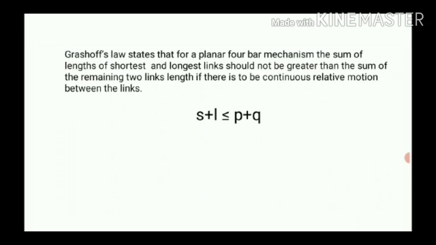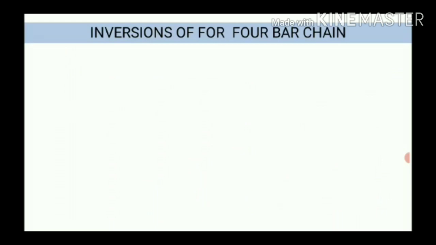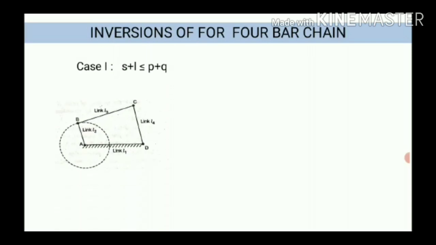Okay. So the next point is the inversions of the 4-bar chain. We know that inversion of a 4-bar chain means the process or method of obtaining different mechanisms by fixing different links. So in this case, link number 1 is fixed. The case 1 is S plus L is less than P plus Q.